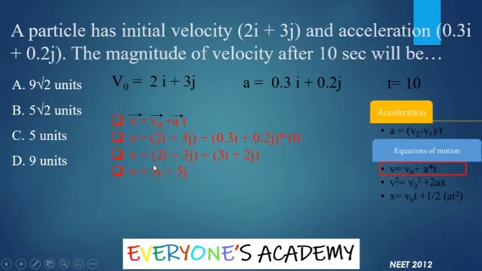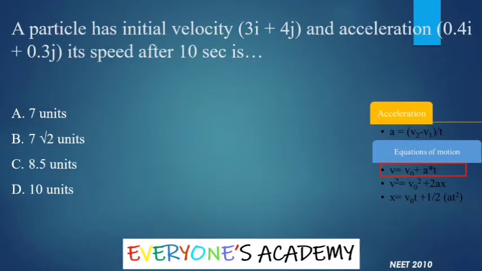To find out the magnitude of this vector, because the options are given in terms of magnitude, we need to take the square root of a square plus b square. So it is 5 square plus 5 square, and the square root of this will be 5 root 2. So the answer B is correct.